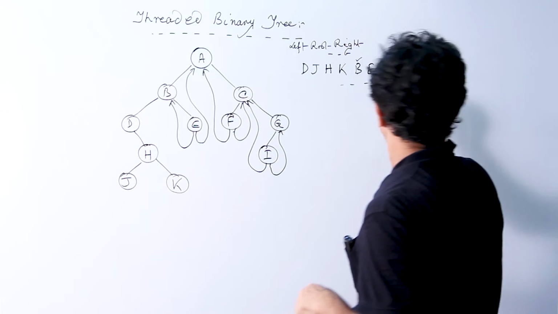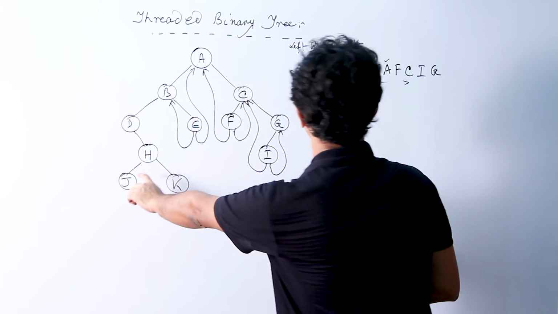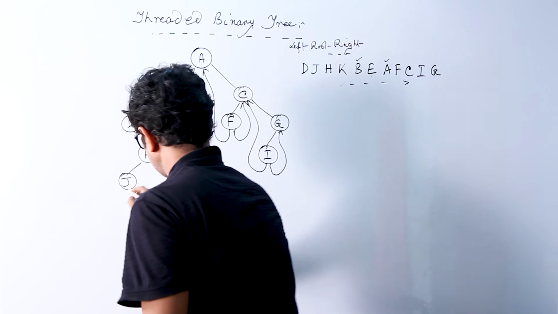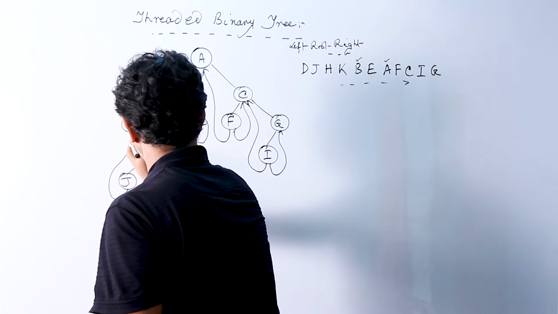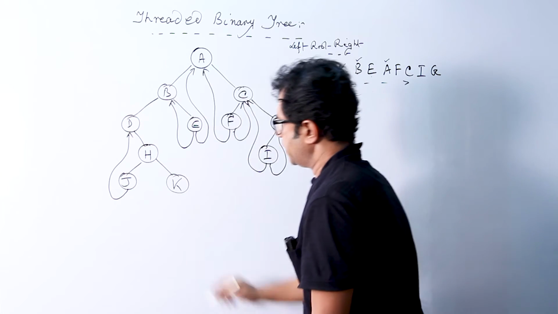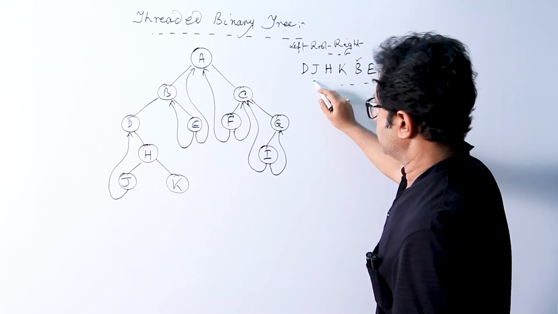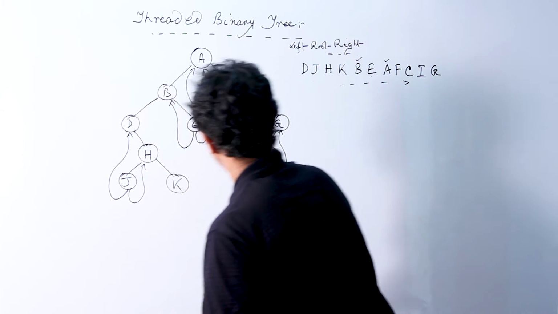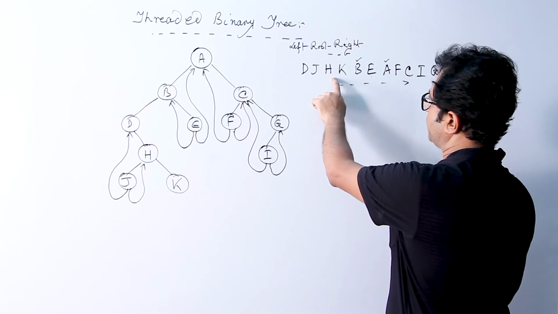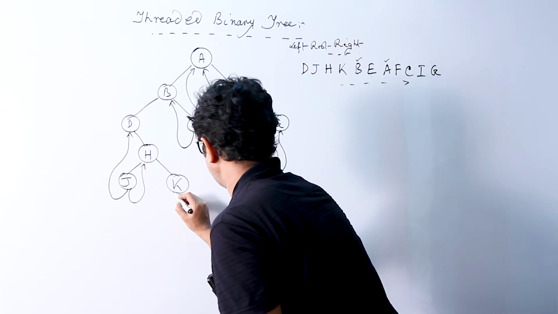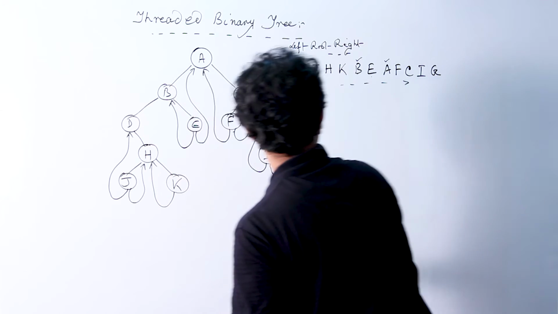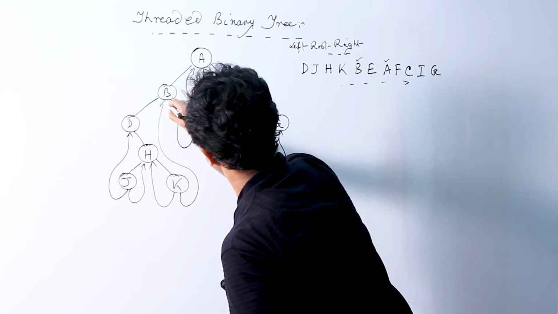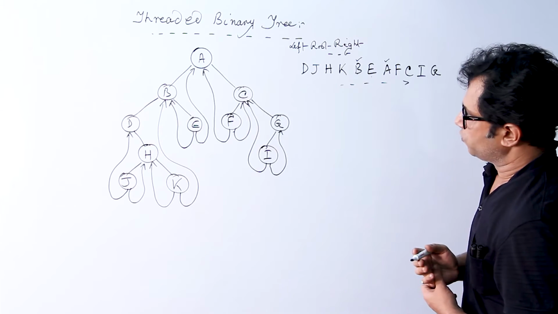In the same way, let us see J. J has the inorder predecessor D. So the left null pointer will point to D and the right null pointer will point to H, that is the inorder successor of J. K: the left pointer of K will point to H and the right pointer of K will point to B. In this way, we have done with all the threads.